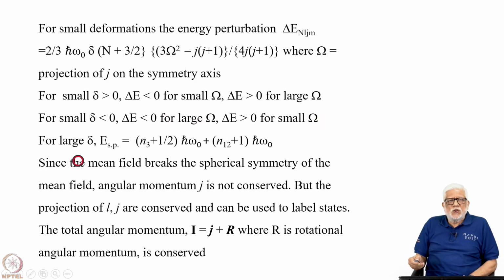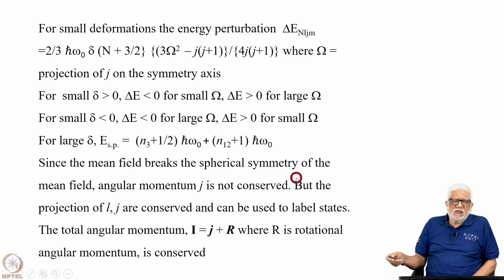We will see that in the so-called Nilsson diagram, where you plot the single particle energies as a function of delta or beta 2, whatever the case may be. For large delta, the single particle energy is of course given by (n3 + 1/2) ħω0 plus (n1 + n2 + 1) ħω0.